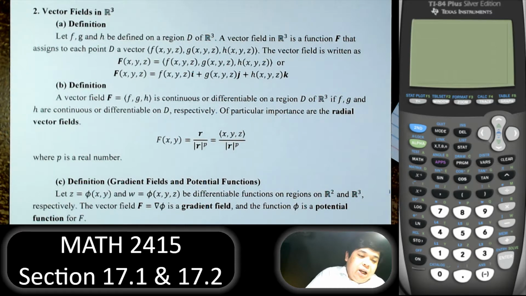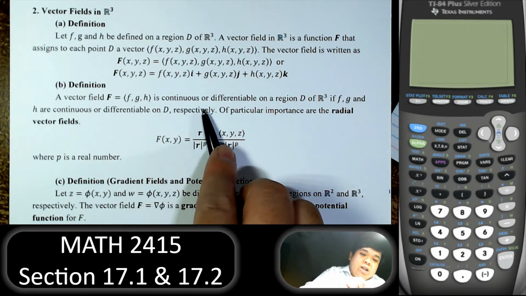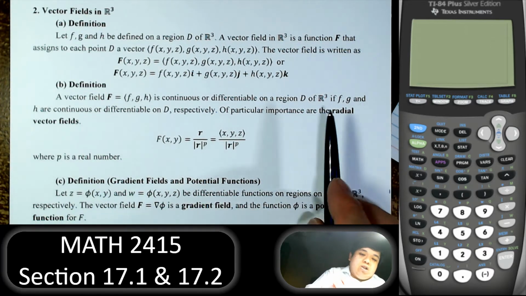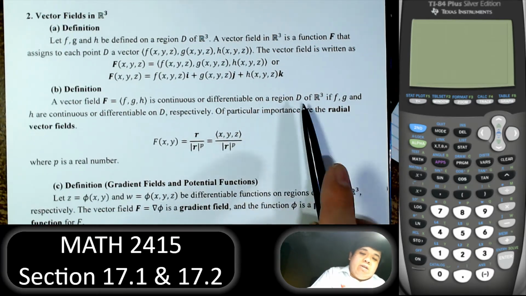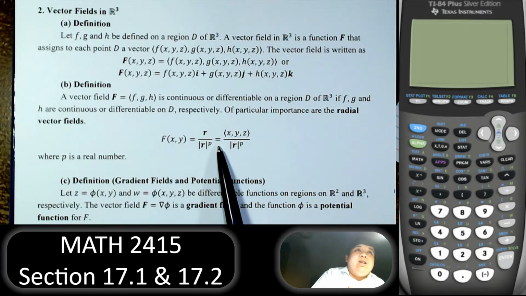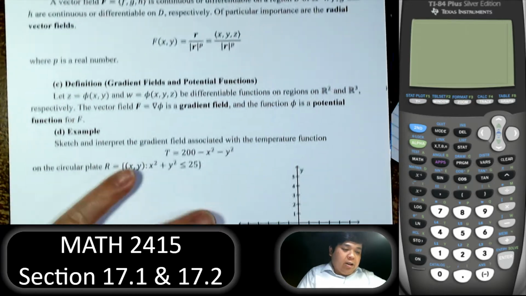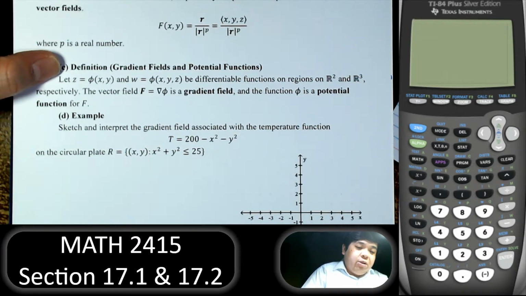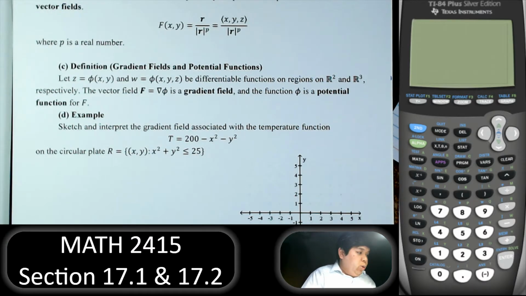Right. So the vector field is continuous and differentiable. And now we define a special vector field called the radial vector field, like this. Later on we might see this in one of the examples. Next, the gradient fields and potential function. We will have a whole section dedicated to this, section 17.3, I believe.